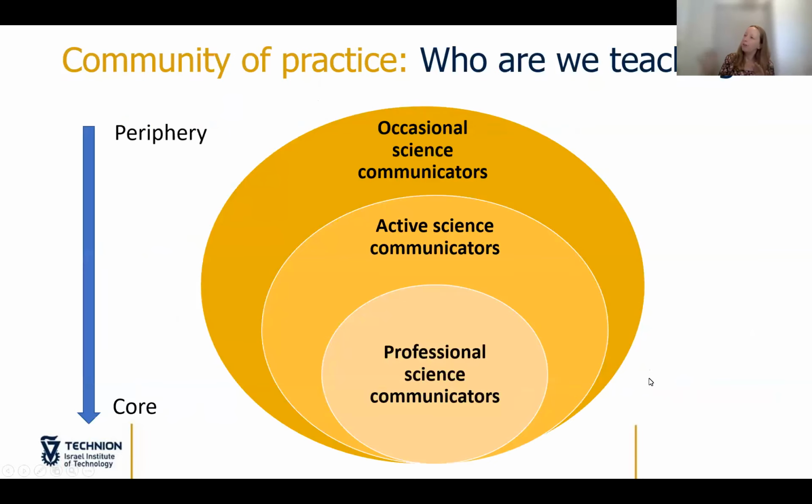Okay, so let's imagine that we have these three layers within a sphere. So the most peripheral one is the occasional science communicators. Then we have the active science communicators, and in the middle, there's the professional science communicators, which is, I would imagine, people who come to a seminar on Friday about science communication. So let's visit each one.